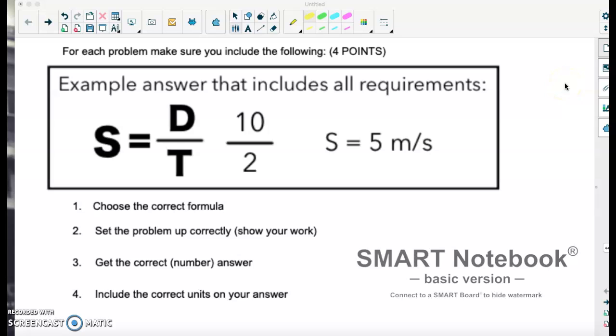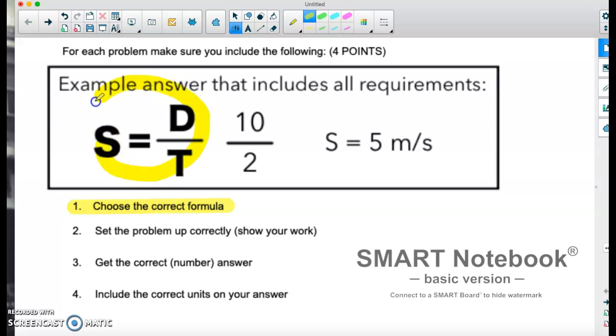All right. Each question in your quiz is worth 4 points. In order to receive all 4 points, you need to do the following. Step 1, after you've read the question completely, you're going to choose the correct formula. So in the problem, the formula that was appropriate for this was the speed formula. So you would write out the speed formula, S equals D over T.